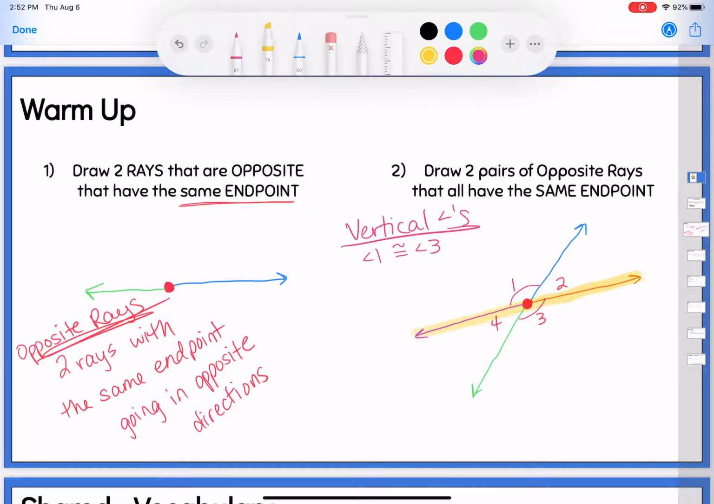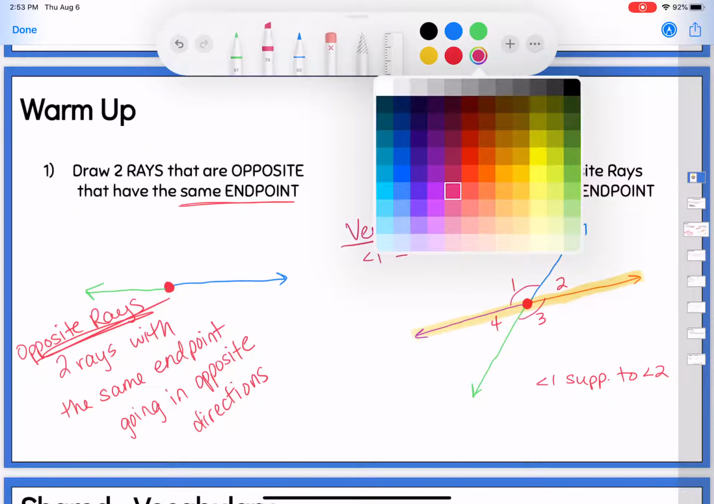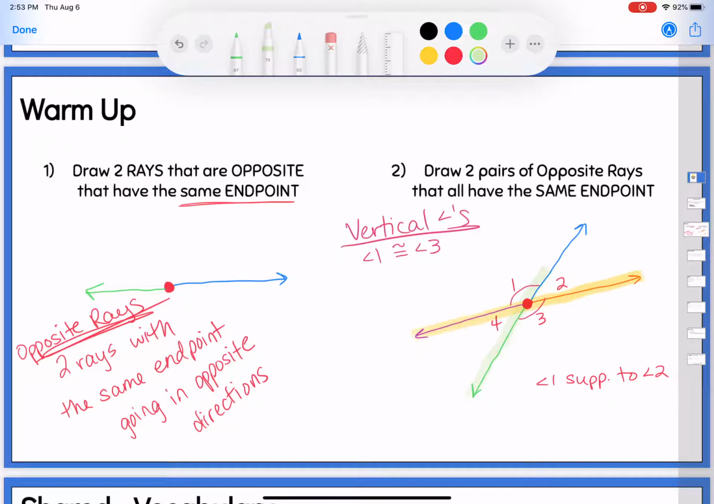Here's my straight angle, right? We could say that angle 1 is supplementary to angle 2. Angle 1 supplementary to angle 2. You can see that they form that yellow straight angle, right? Well, here I have this second straight angle right here, my other pair of opposite rays. And if that's the straight angle, you could say that angle 3 is supplementary to angle 2.